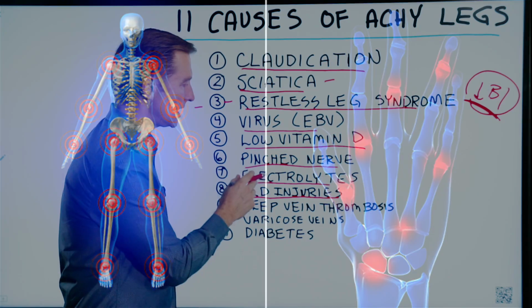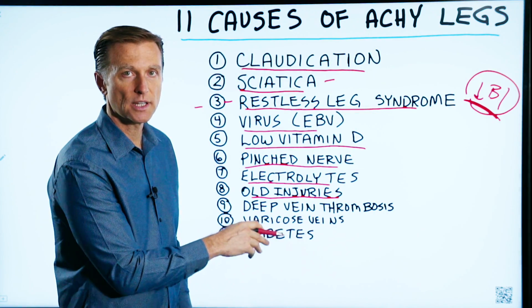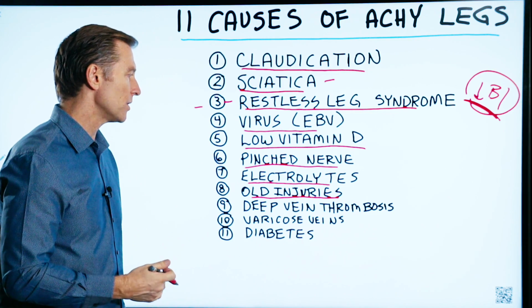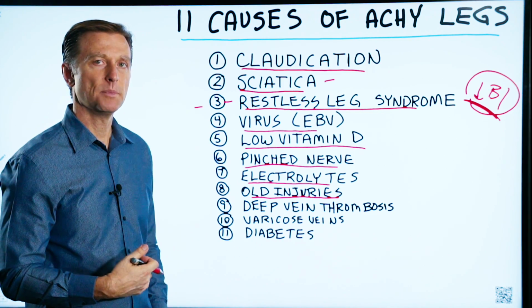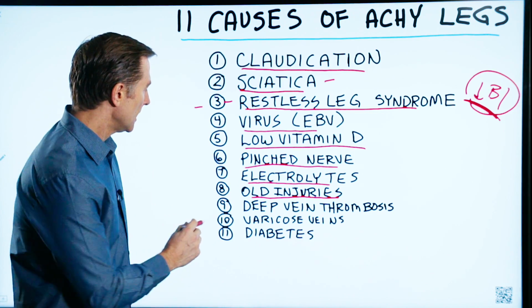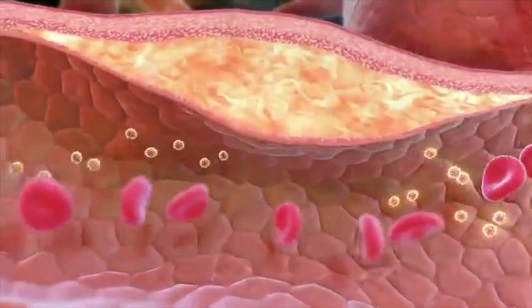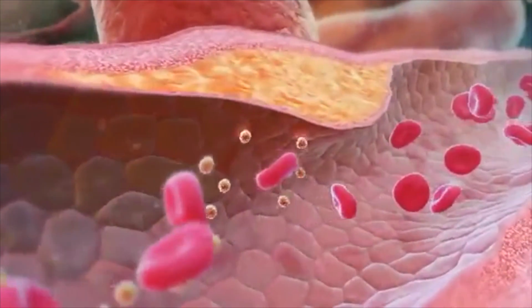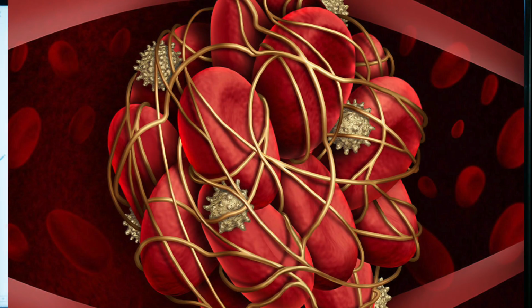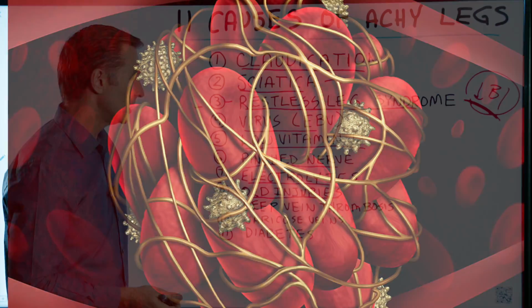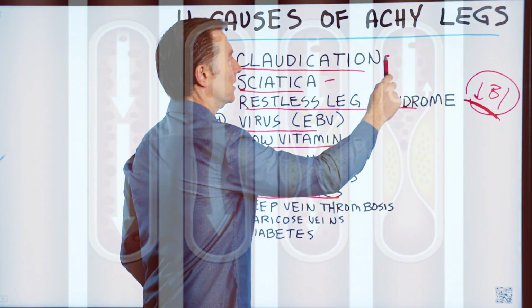I have videos on what to do for old injuries, especially if you fell on your tailbone, or you sprained an ankle, or you have knee pain. So I put those down below. Number nine, deep vein thrombosis. This is a situation where you have a clot in the deeper veins of the legs, and that's obstructing blood flow. Now, I talked about the clot right here, okay?